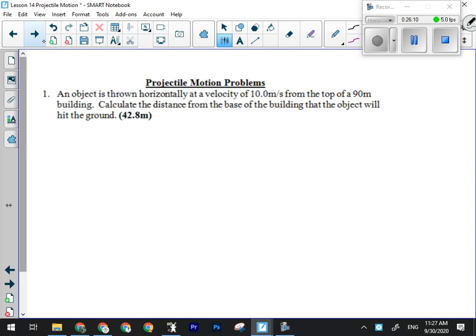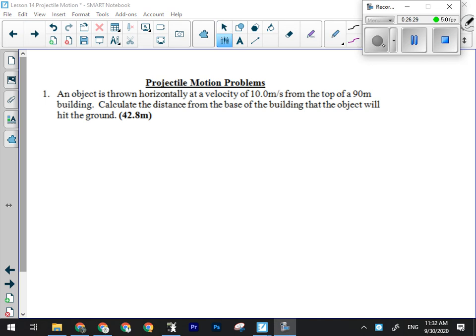All right, give this one a try. It's review from the other day, just thrown horizontally. An object is thrown horizontally at 10 meters per second from the top of a 90-meter building. Calculate the distance from the base of the building that the object will hit the ground. That's the answer if you want to check and see if you got it right when you're done.